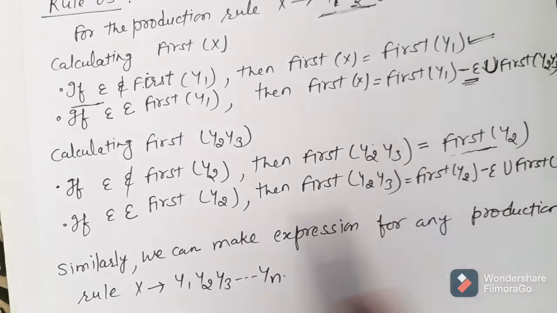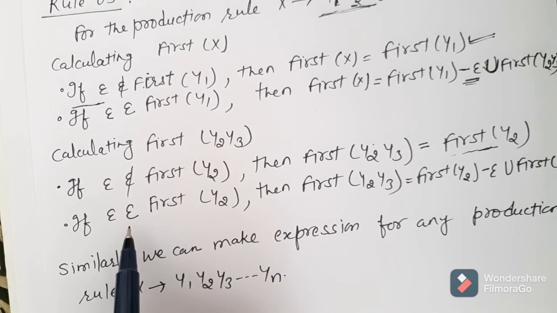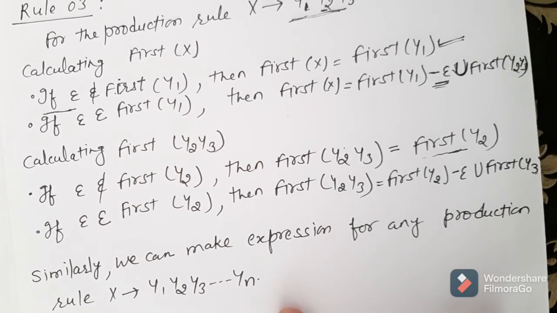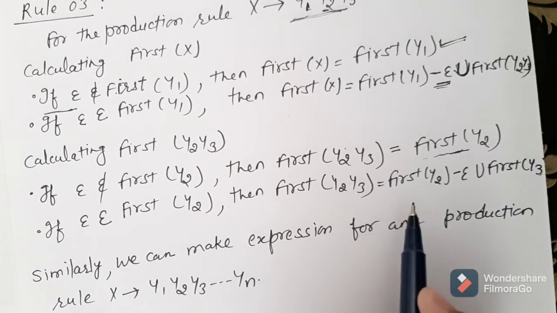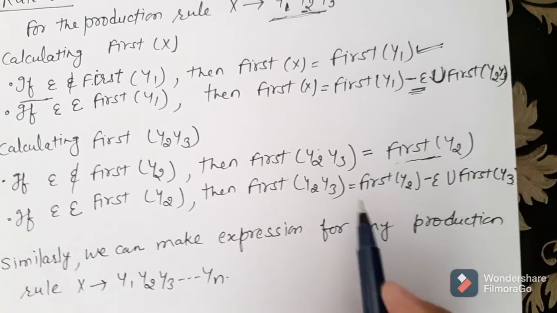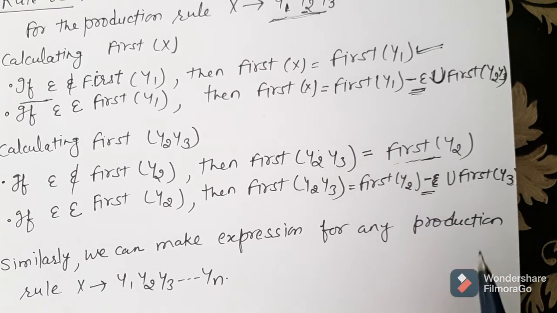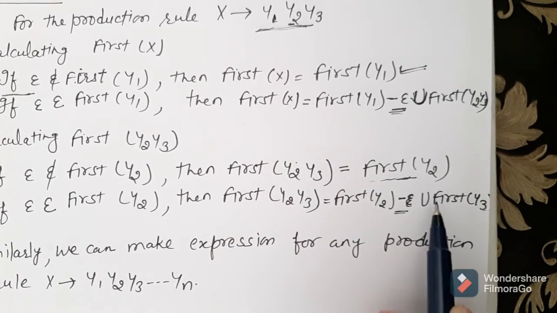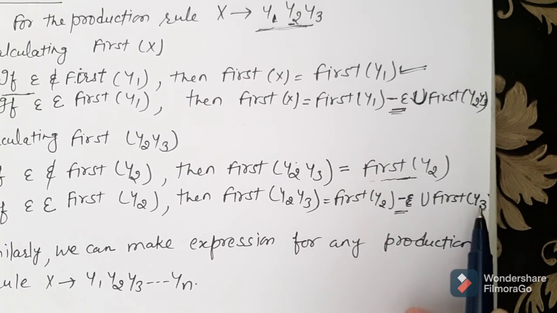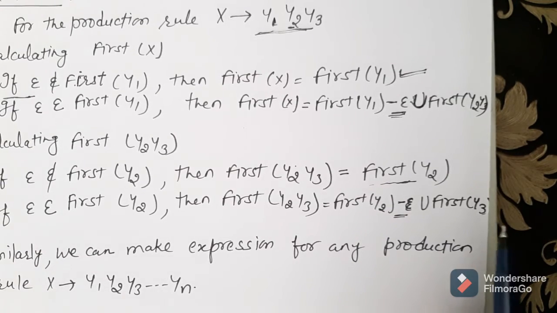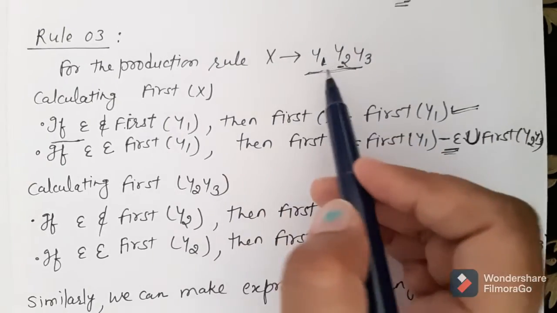And now the main thing is, if epsilon exists, as we know very well, epsilon cannot be the first symbol, because the parser will assume there are no other characters here. So we have to avoid epsilon as the first symbol. For this purpose, I will use the minus symbol, meaning don't take this epsilon. Now I put here the union symbol, because I have to add further the first of y3. And this is only for three symbols.